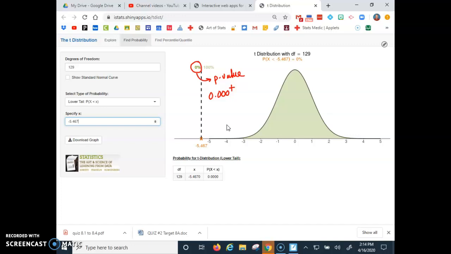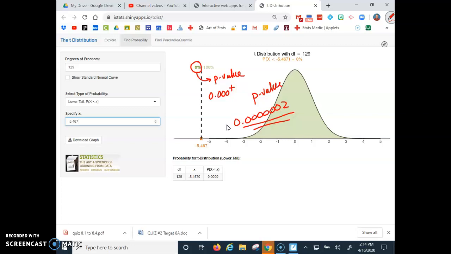As a matter of fact, I calculated on a different stat app, and the p-value was actually this. The p-value was 0.602. That means that only 2 out of every 10,000 samples will be more extreme than yours. This is a very extreme example, okay?